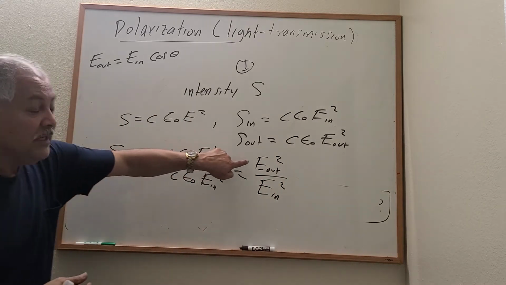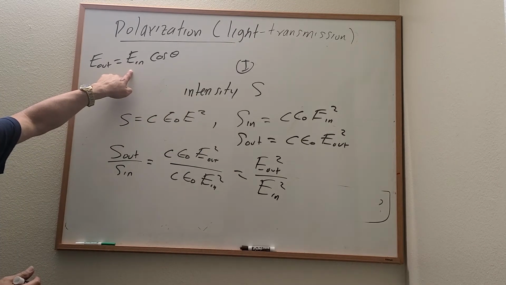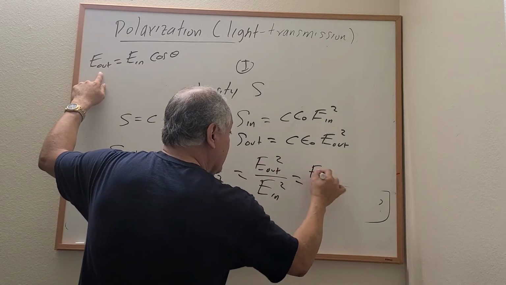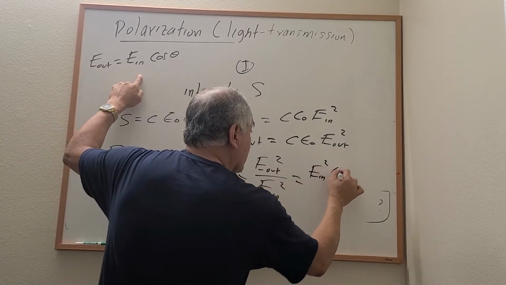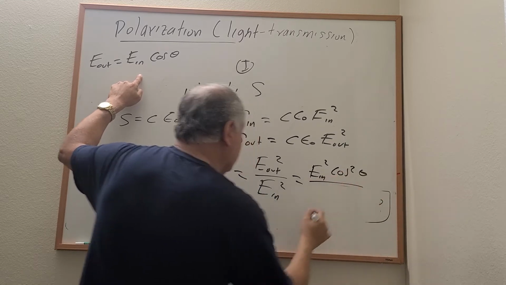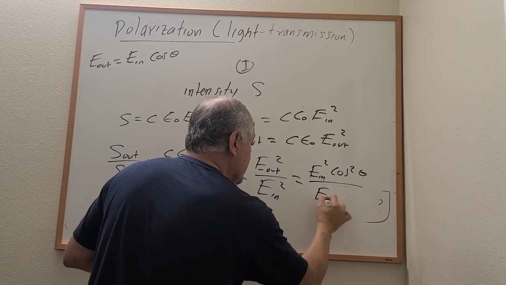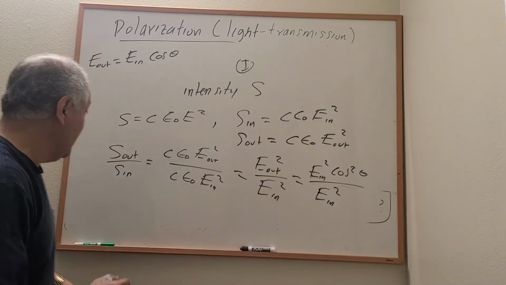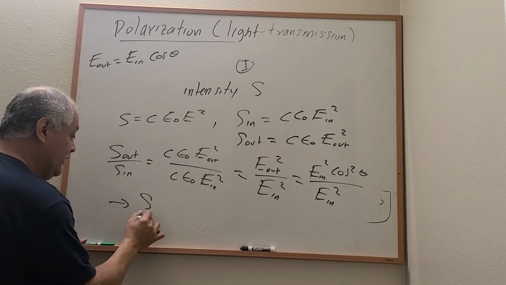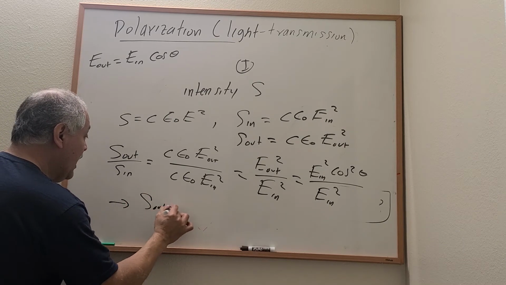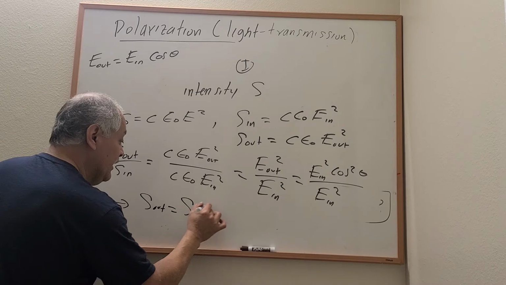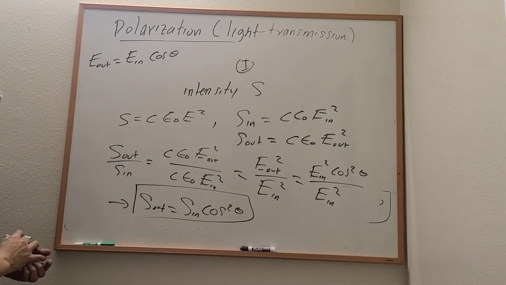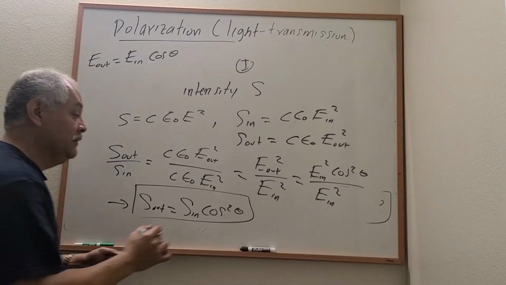Now let's apply the previous equation that we found. When we use this one, it equals E in squared cosine squared theta divided by E in squared. These two cancel, and we have only that S out equals S in cosine squared theta. This is called Malus's law.